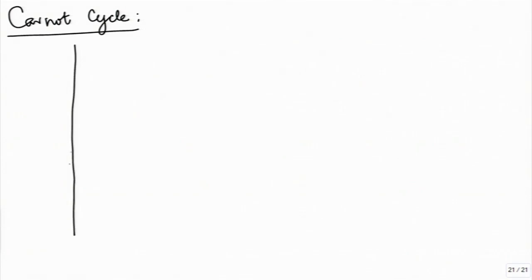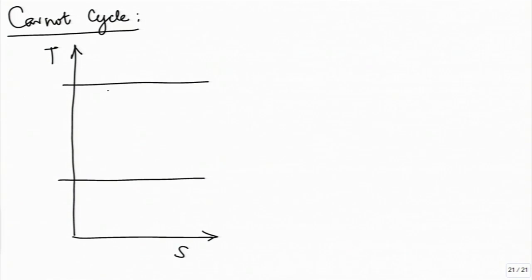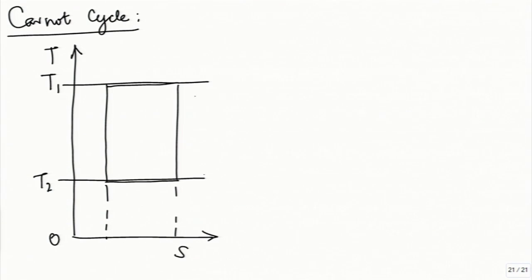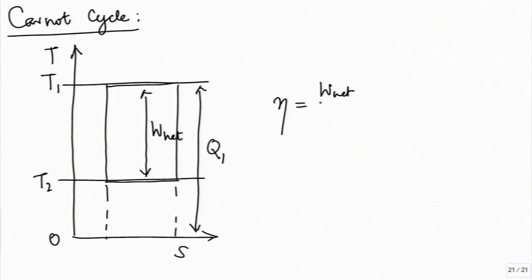Now come to our Carnot cycle. Our typical view of the Carnot cycle is on the TS diagram. And we know that on the TS diagram, the Carnot cycle is a rectangle. And if we have scaled it up from 0, then we know that the efficiency of the Carnot cycle is represented by Q1, which is essentially T1 into the delta S, and W net is this. So the efficiency looks very well.